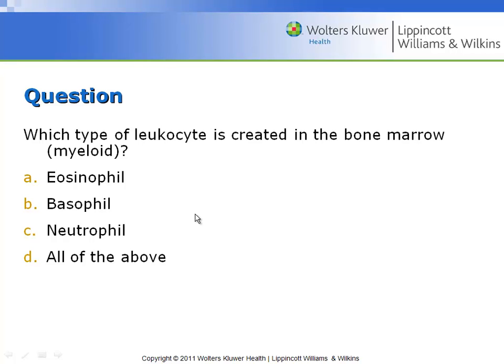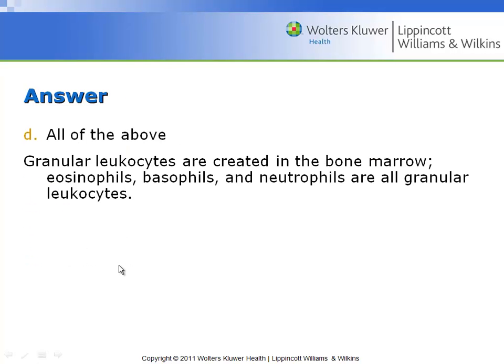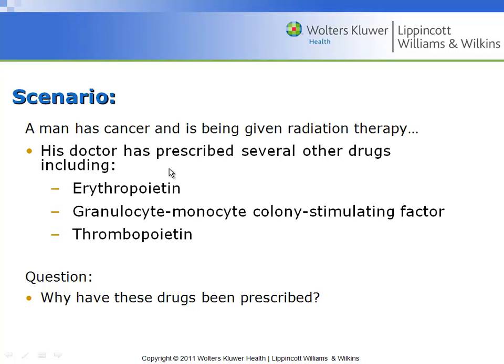Question, which type of leukocyte is created in bone marrow? And then they give you a list, but they also give you the possibility of all of the above. The answer, all of the above. Granular leukocytes are created in the bone marrow, so eosinophils, basophils, and neutrophils are all granular leukocytes, and they're all made in the bone marrow.